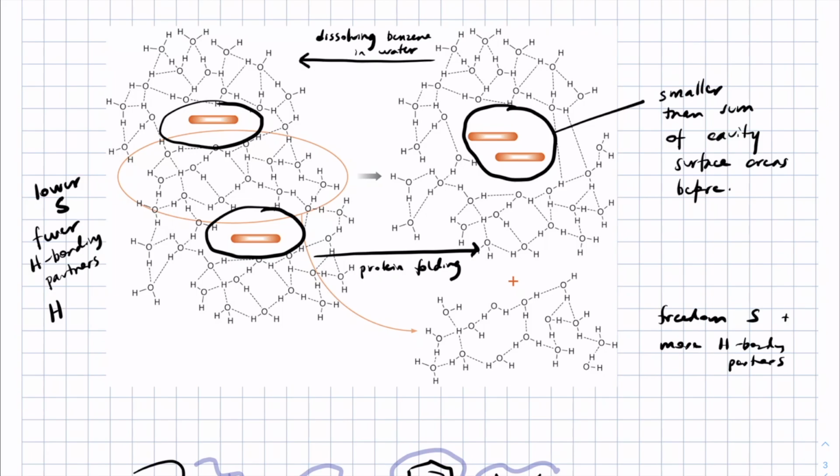Right. The nonpolar surfaces don't necessarily interact that well with water when they're exposed, but that forces the water molecules surrounding them.